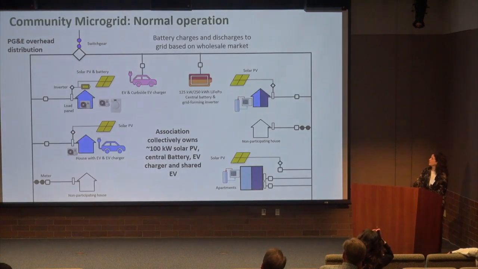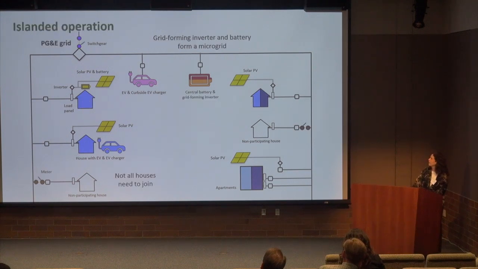So this is what it looks like in normal periods. The battery would discharge and charge based on the wholesale market. That's a wholesale distribution tariff. There's the EV charger that's on the system. And the association, we've actually created a homeowners association of the homeowners on the block, about 14 of them, to co-own 100 kilowatts of solar, the central battery and all of that, the EV charger. And then when the power goes off on the grid, flip is switched, and now we have a microgrid. Not all the houses need to join.